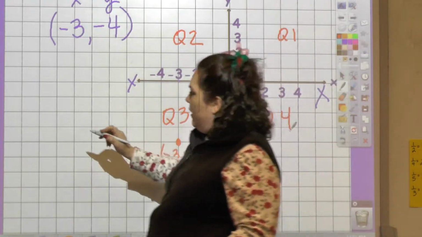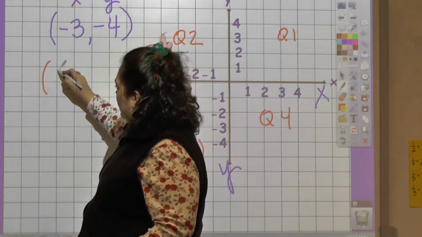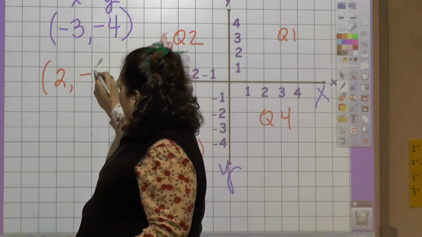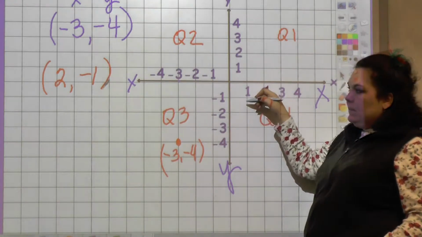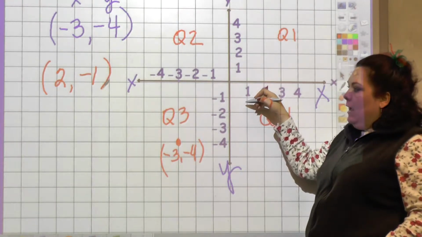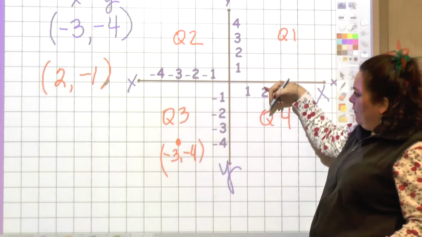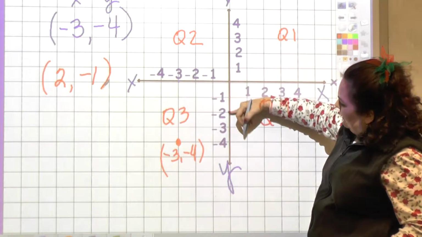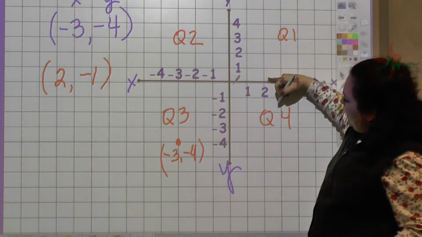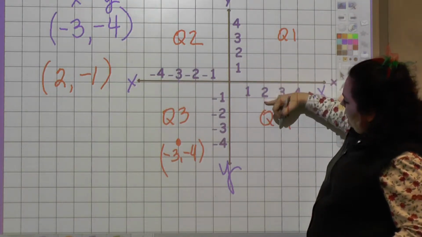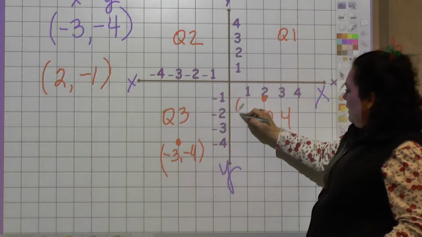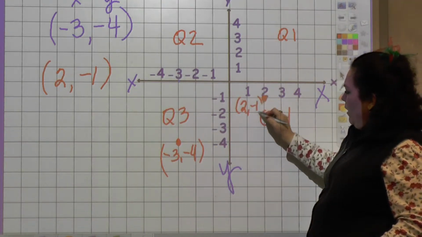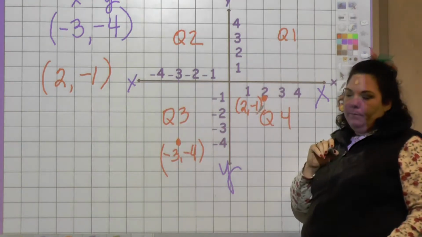So my next one is going to be a positive and a negative. So I'm going to go 2 on my x, and so that's 2 to the right, and then 1 negative. Well, I look on my y, and my negatives are going down, my positives are going up, so 2 and then -1 right here. And so that is 2, -1, and that's quadrant 4.